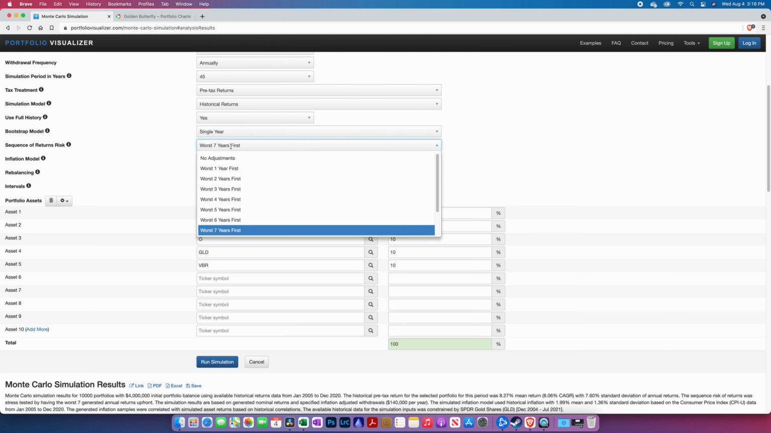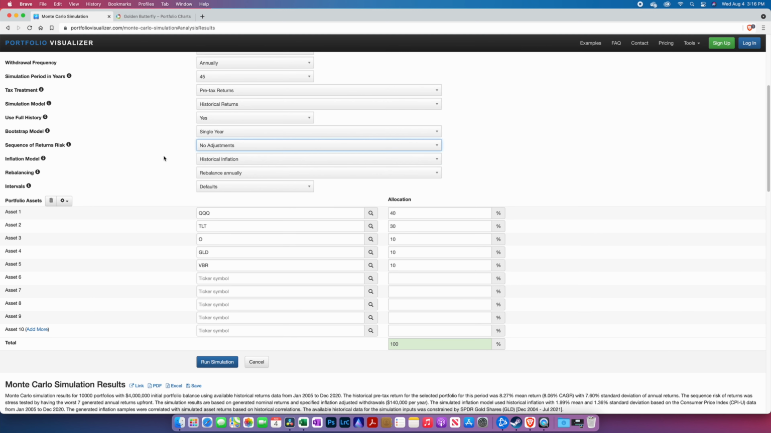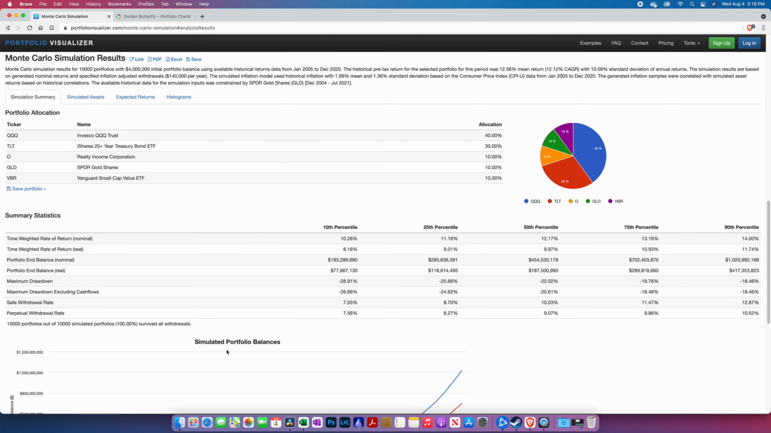I'm going to set this worst 7 years to no adjustments again, and we'll rerun. So we should get similar to what we had before, around 180 million in the worst case, 450 in the most likely case, and $1 billion in the best case. All right.